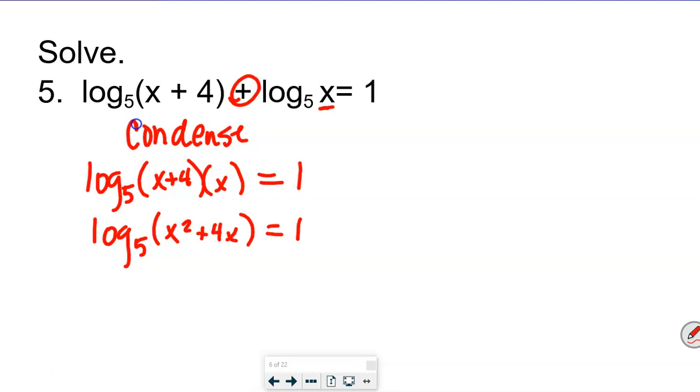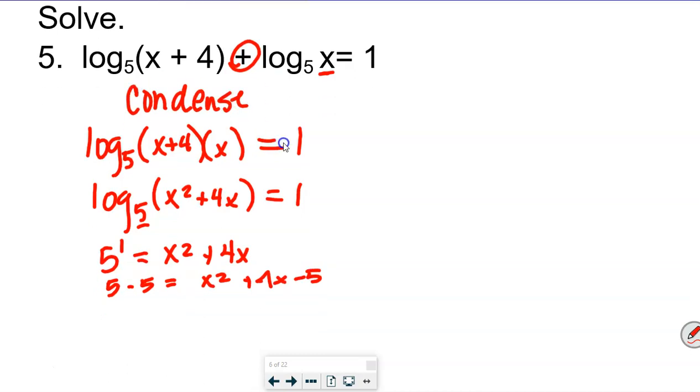So now we're going to put it in exponential form. So that's going to be 5, that's our base, to the 1 power. And that equals what it was the log of. So this is going to be x squared plus 4x. So on this one, we're going to move this 5 to the other side, right? So we're going to subtract 5. So it's going to be x squared plus 4x minus 5. So this is going to give us 0 over here on the left. So this is going to be 0 equals x squared plus 4x minus 5.